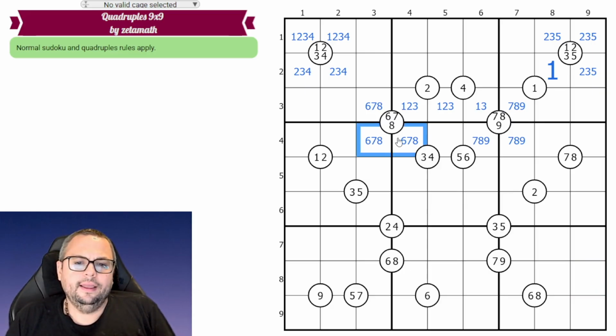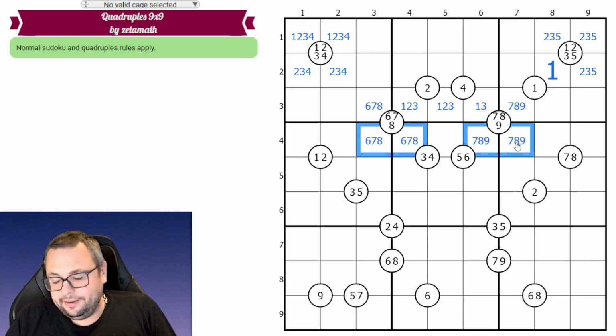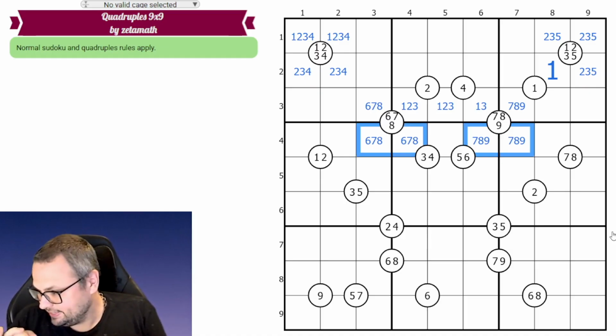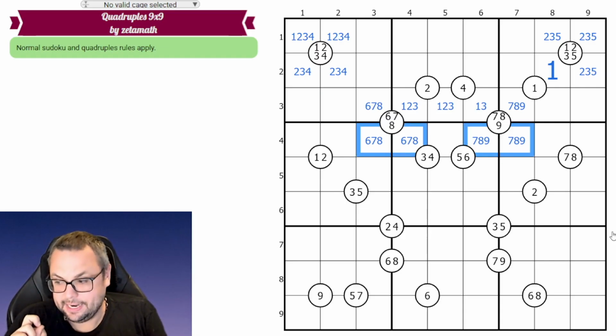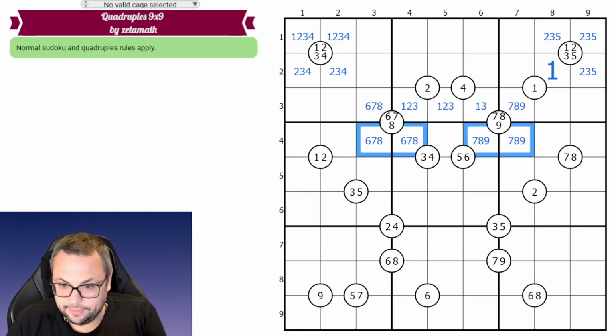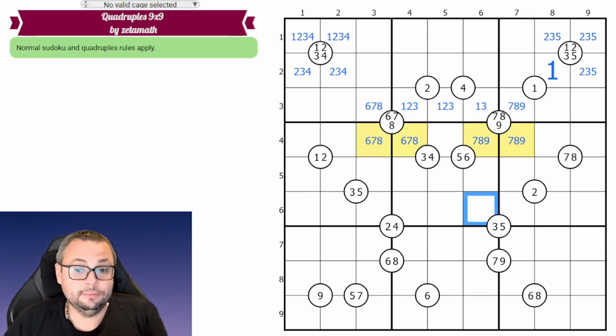And funnily enough, those quadruples have given us a Sudoku quadruple in row 4. Namely, these digits have to be exactly 6, 7, 8, and 9 once each. I'll highlight those in yellow real quick. That's not yellow. I'll highlight those in yellow real quick.